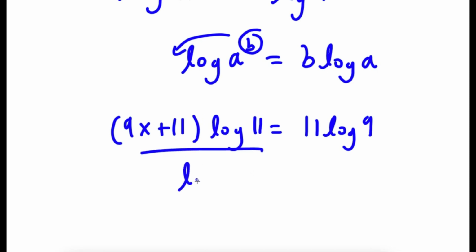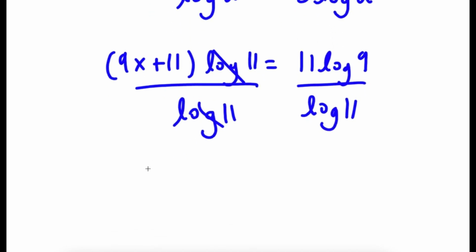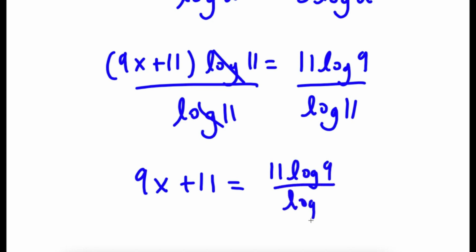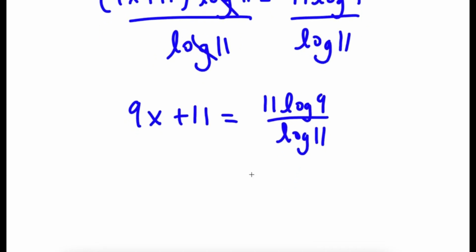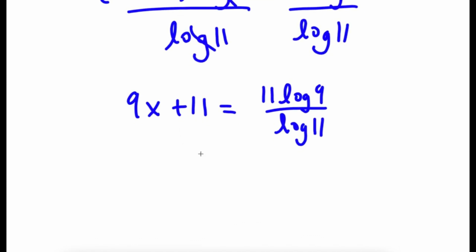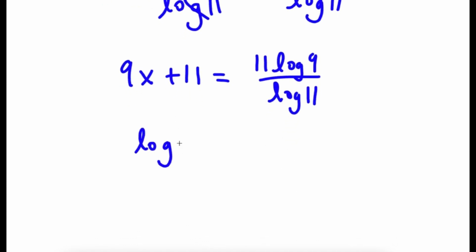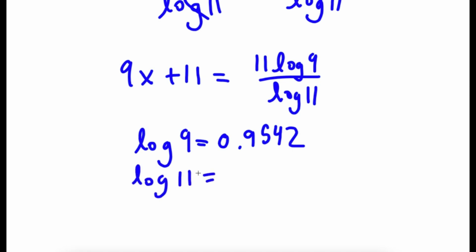Now if I divide both sides by log 11, these two cancel out, and I have 9x plus 11 is equal to 11 times log 9 over log 11. And now log 9, this is equal to 0.9542, and log 11, this is equal to 1.0414.